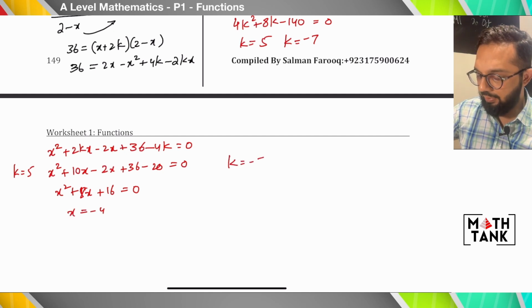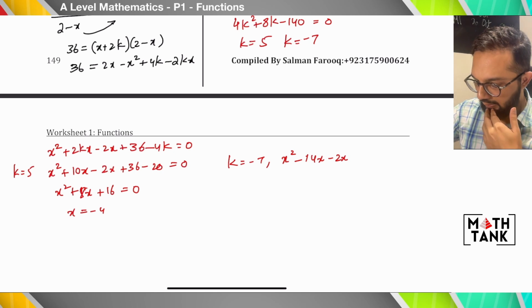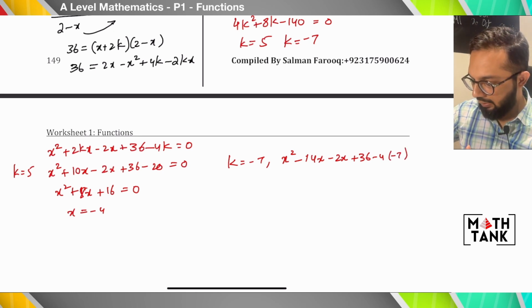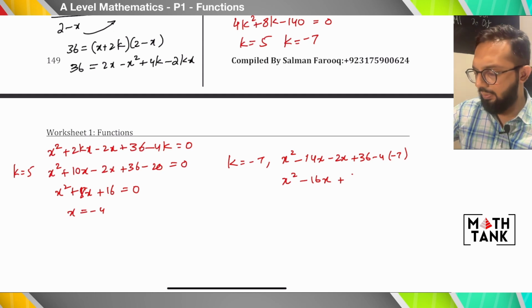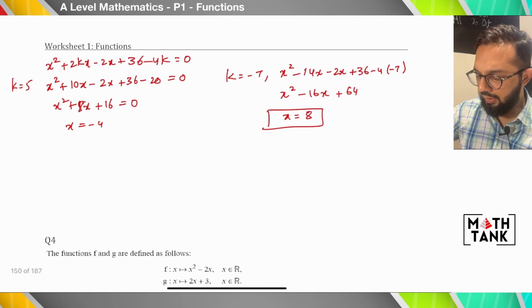When I use k equals minus 7, let's see what I get. x squared minus 14x minus 2x plus 36 minus 4 times minus 7. So I get x squared minus 16x plus 64, I think. Yeah, 64. So I get x equals 8. Those are the correct answers, minus 4 and 8.